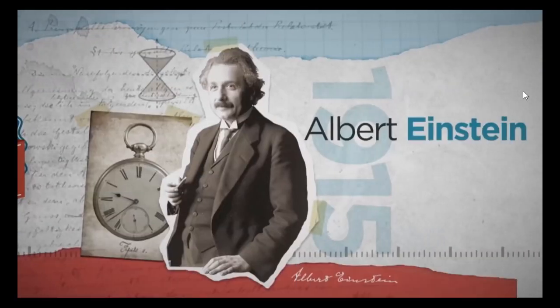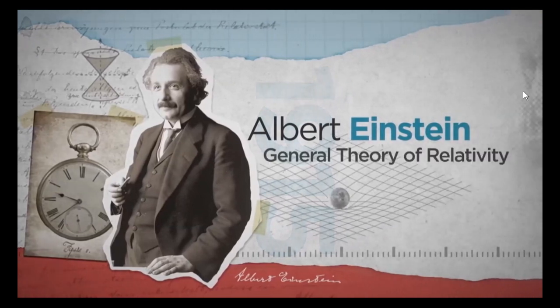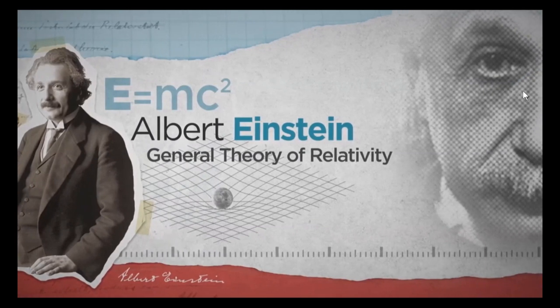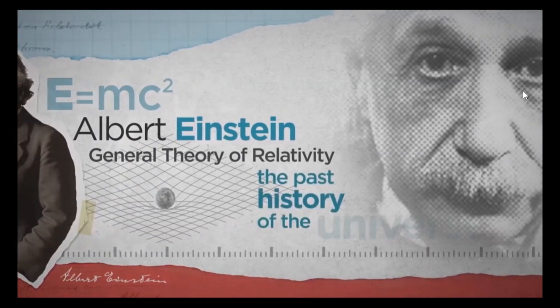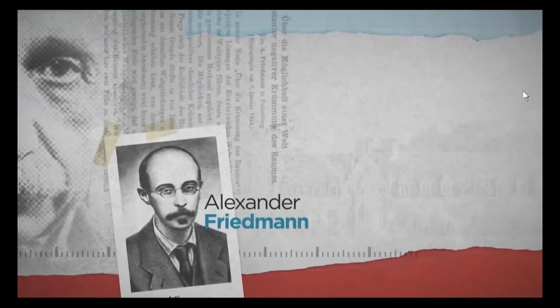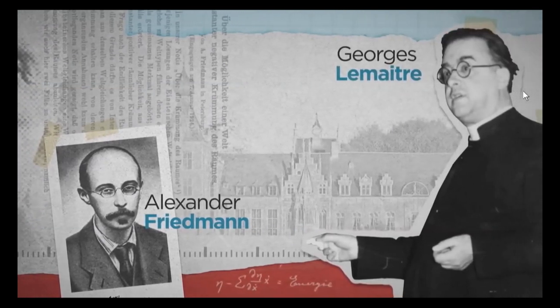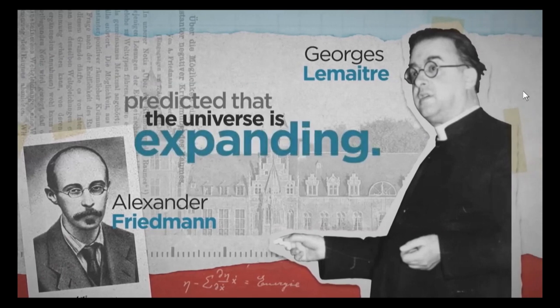In 1915, Albert Einstein presented his general theory of relativity. This allowed us, for the first time, to talk meaningfully about the past history of the universe. Next, Alexander Friedmann and George Lemaitre, each working with Einstein's equations, predicted that the universe is expanding.